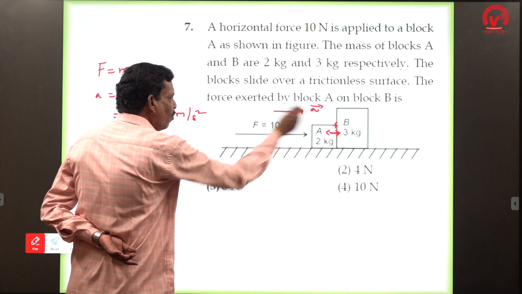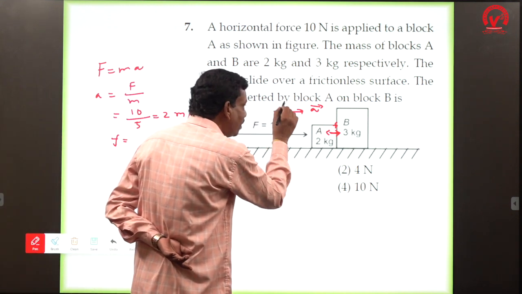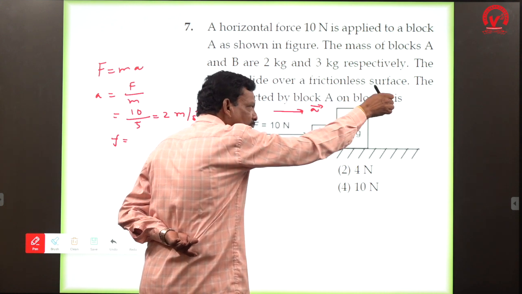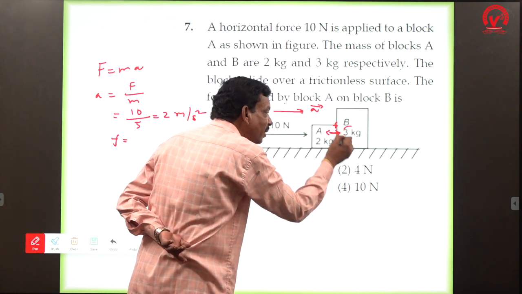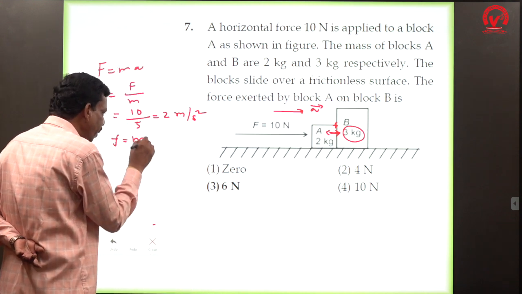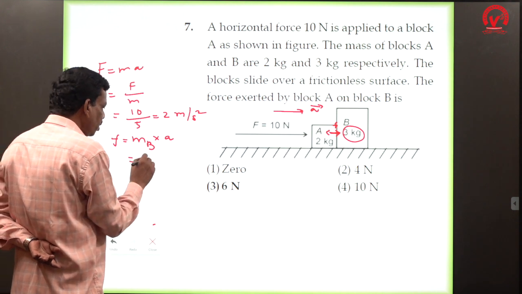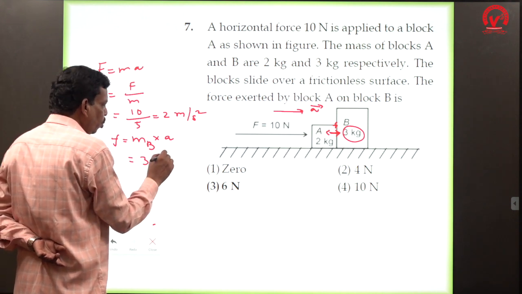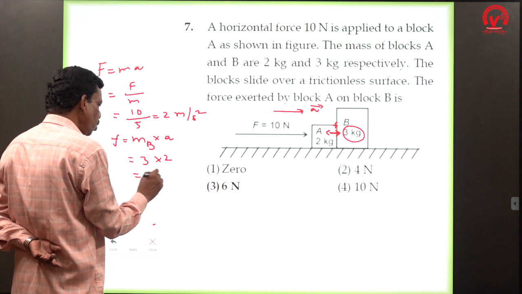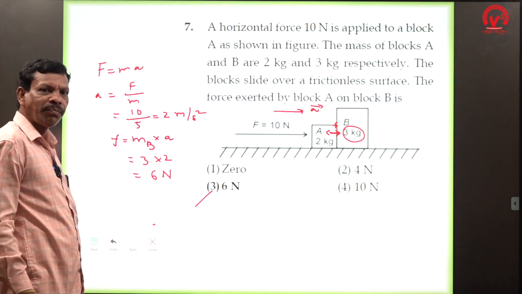Now what is the force here? The force exerted by block A on block B, so we have to take the mass m_B into a, the acceleration. m_B is how much? 3 kg into 2 meter per second squared. That equals 6 Newton, so the third option is correct. And next question.